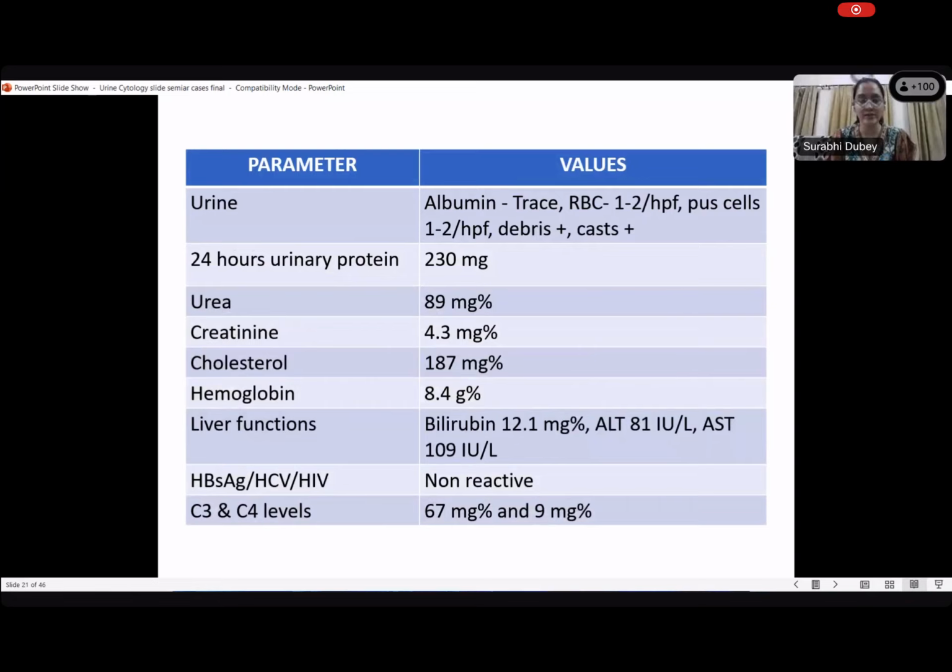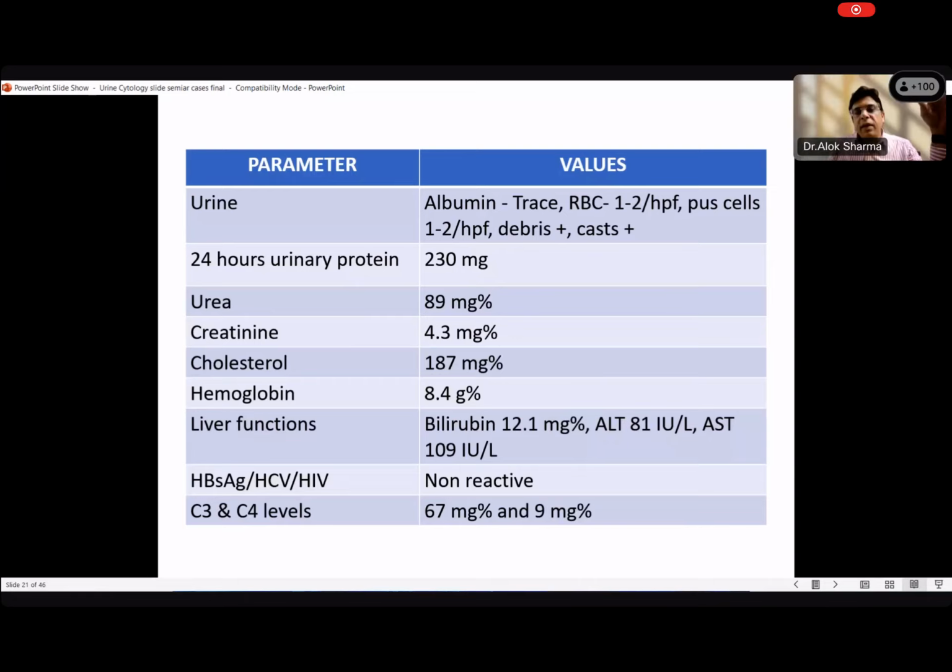24-hour urinary protein was 230 mg, urea level was 89 mg percent, creatinine was 4.3 mg percent, cholesterol was 187 mg percent, hemoglobin was low, 8.4 gram percent, bilirubin was 12.1 mg percent, ALT was 81 international units per liter, and AST was 109 international units per liter. HBsAg, HCV, and HIV were non-reactive, and C3, C4 levels were low, that is 67 and 9 mg percent.